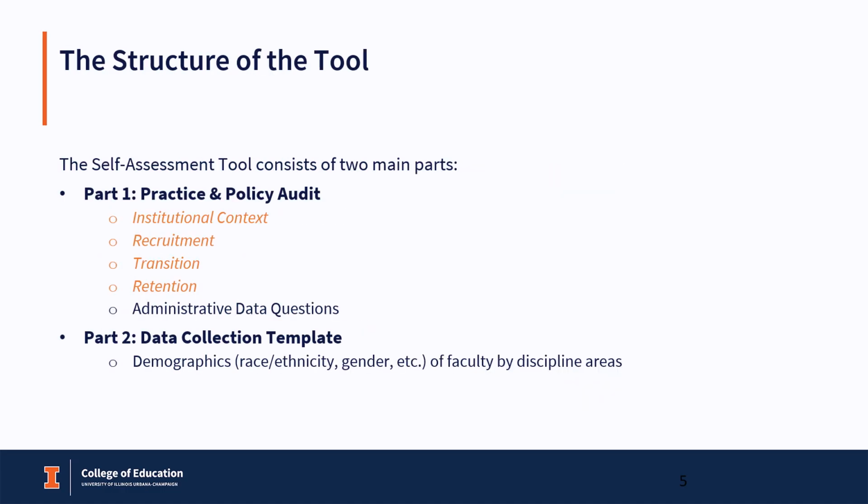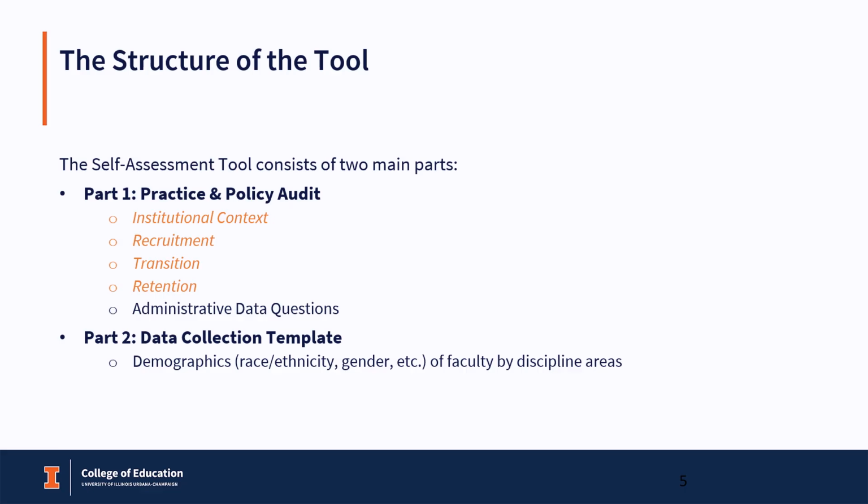The self-assessment audit tool consists of two main parts. The first is referred to as the practice and policy audit, with the following subsections. Part 1 helps institutions understand what is happening, particularly in terms of the 4 highlighted components, which are drawn from Griffin's institutional model for faculty diversity and will be addressed in the following slides.